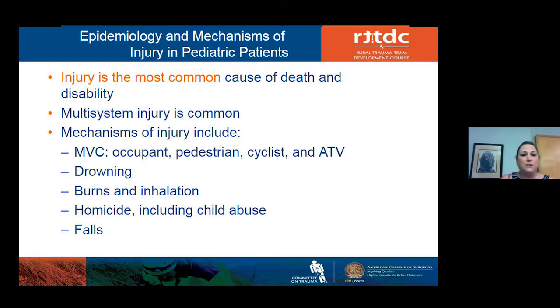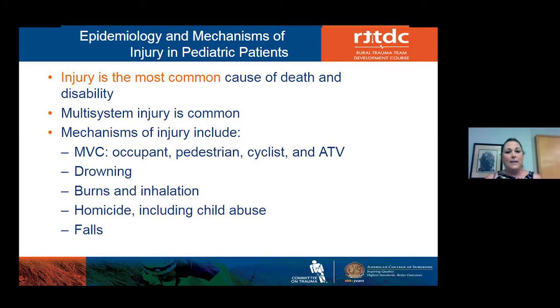So when we're talking about the epidemiology, injury is the most common cause of death and disability in our pediatric patients. There is multi-system injury that is common in this population. And some of the most common mechanisms are motor vehicle crash or collision. It could be the person was an occupant in the vehicle, they could be the pedestrian running across the street and the car doesn't see them. It could be the little kid was riding their bicycle and again went out in front of the car and they were hit, or ATV accidents. Drowning is common, especially in the summertime when the kids are out just swimming for long periods of time, and they're having a good time and don't realize that they're getting tired and can end up drowning.